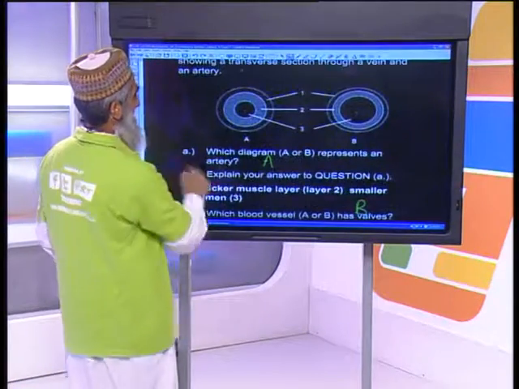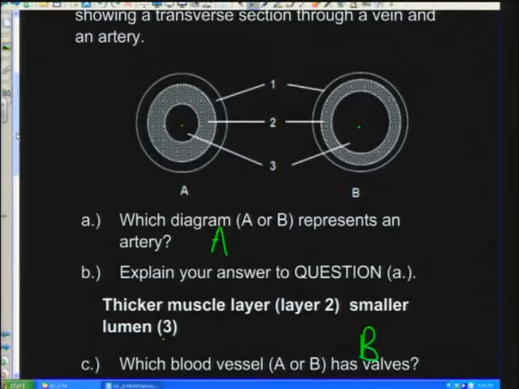I'll do it on the diagram and then we'll open it up there. Number 3 we already spoke about, lumen. This one here we're talking about the muscle layer. If you want to be more specific, we say smooth muscle. Okay, and number 1 would be the connective tissue.